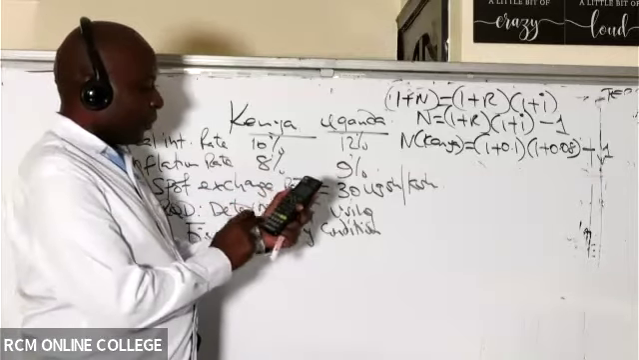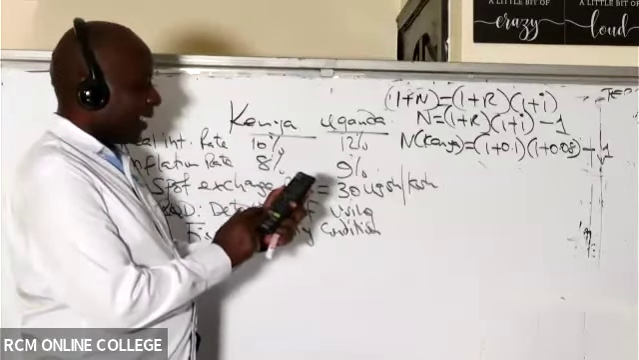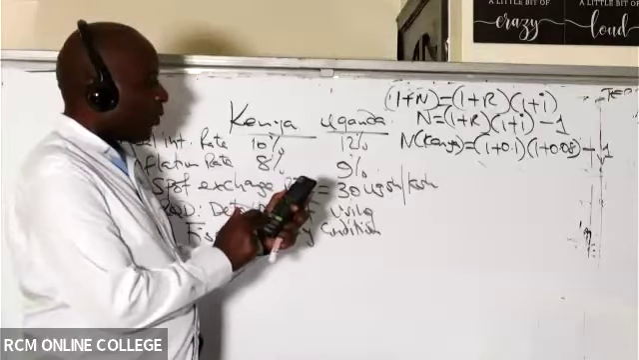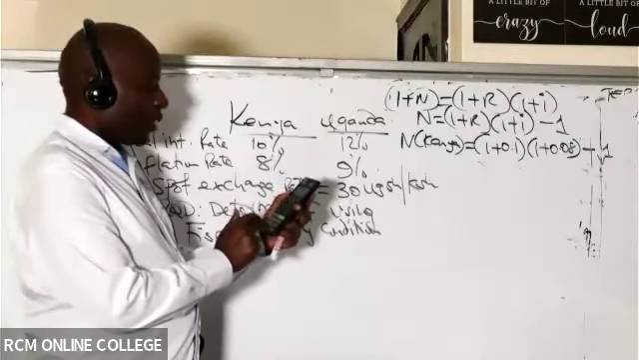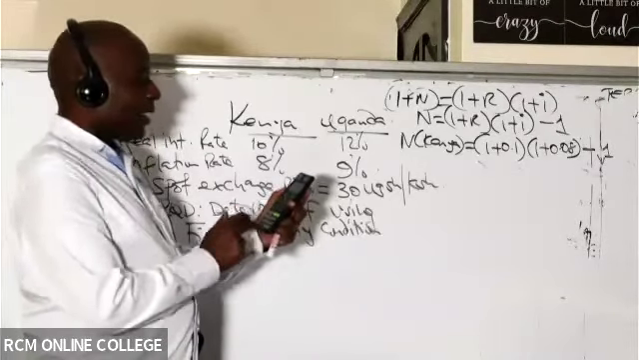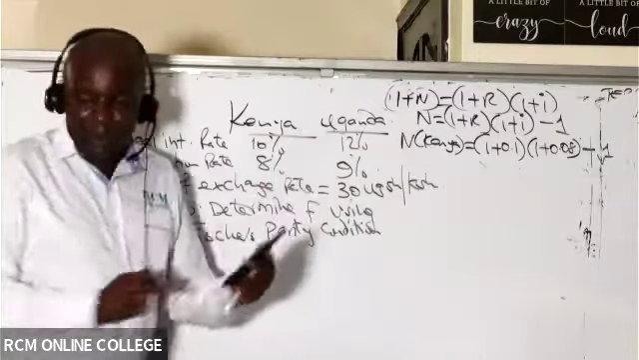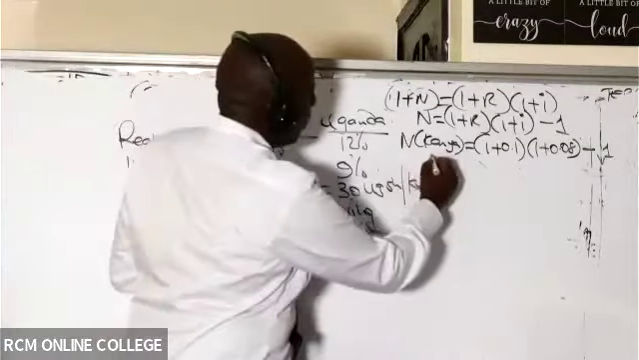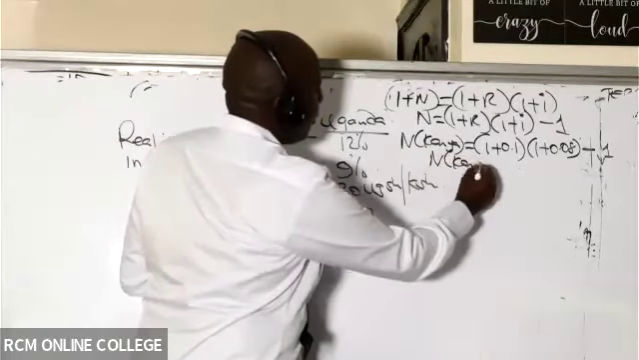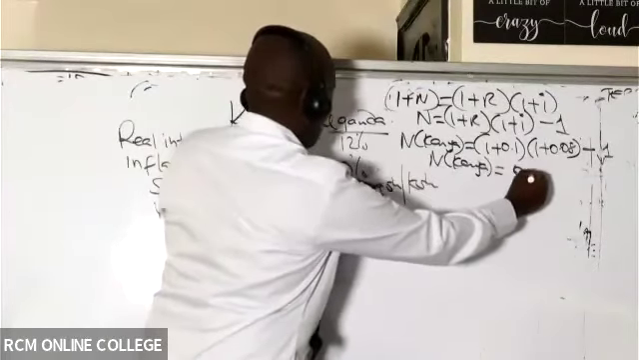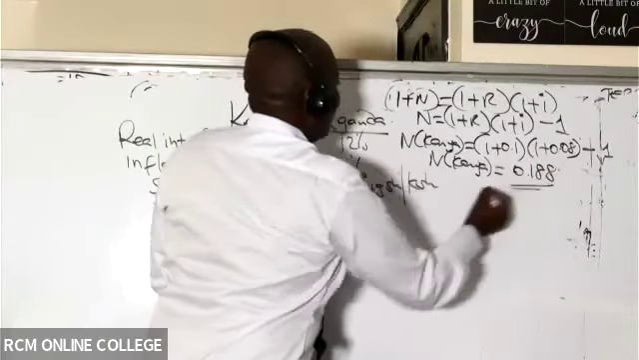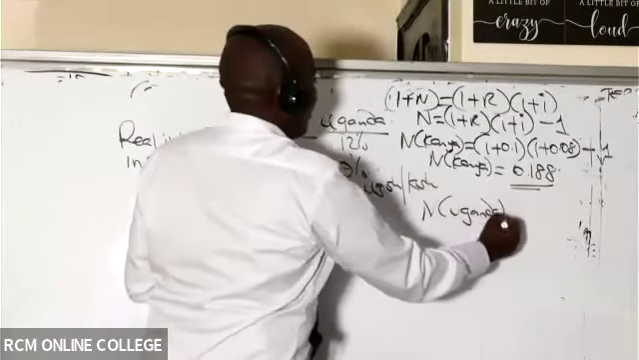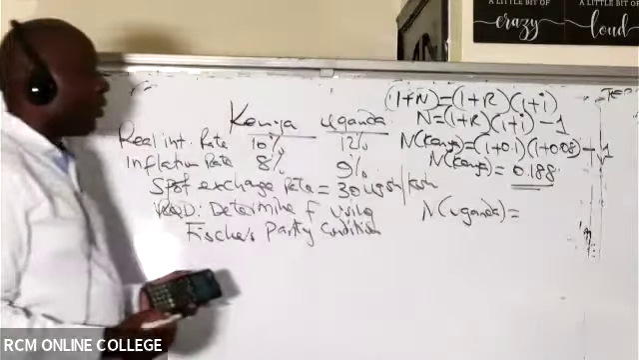1 plus 0.1 times 1 plus 0.08 close. You say minus 1. I'm getting something very nice. I'm getting 0.188. Thank you very much. So the nominal Kenya is 0.188. Hebu sasa nipatie nominal Uganda.